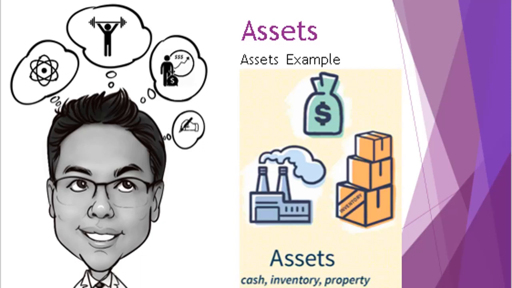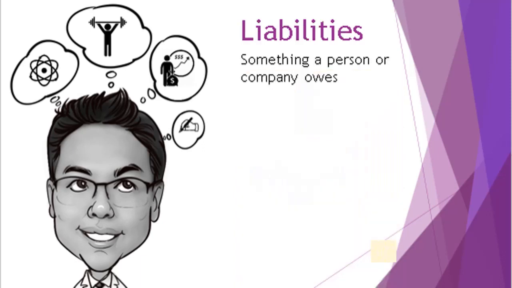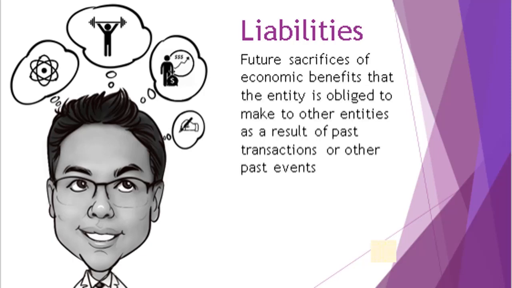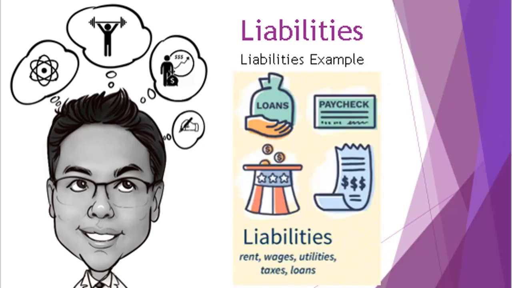Now, let's contrast this with liabilities. Liabilities are something that a person or a company owes. In addition, liabilities are future sacrifices of economic benefits that the entity is obligated to make to other entities as a result of past transactions or past events. For example, liabilities include loans, your wage, utilities, and taxes.